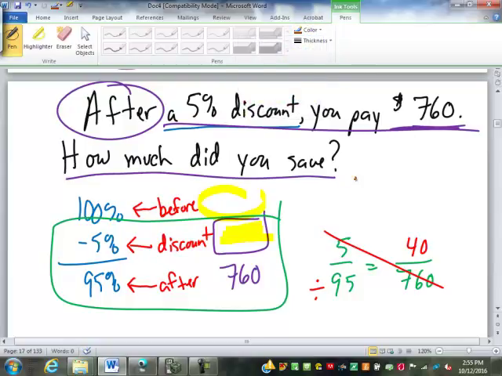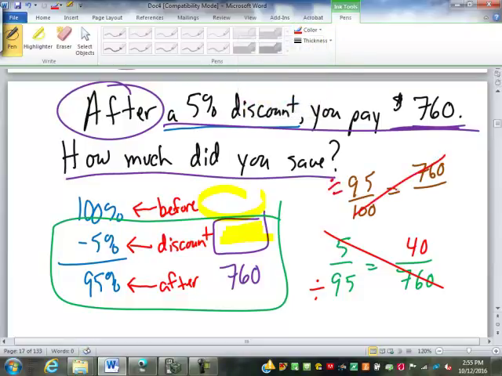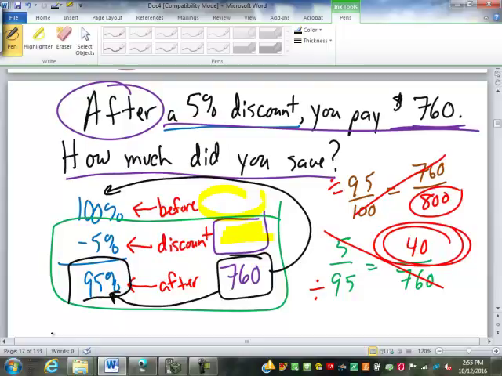Or you could have done the 95% out of 100. 760 goes with the 95 because they're both after the discount. And if we cross multiply and divide, you get $800 was full price. Then you'd subtract to get the 40. The key is you have to remember the 760 does not represent the same thing as the 100%. It is after the discount, so it is no longer linked to 100%. It is whatever percent is left over after that discount.